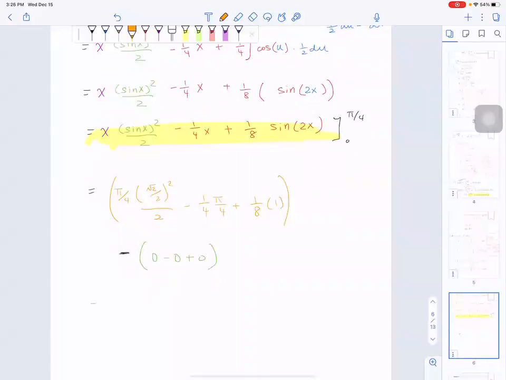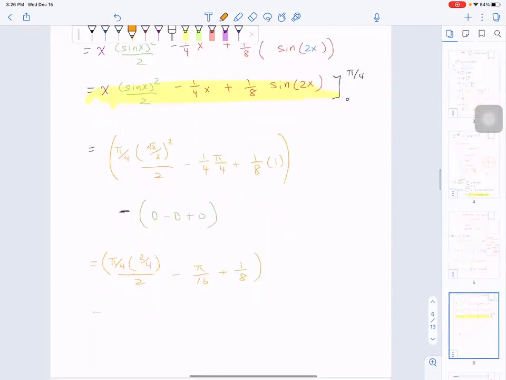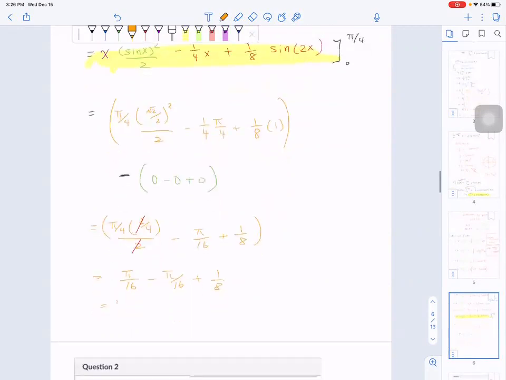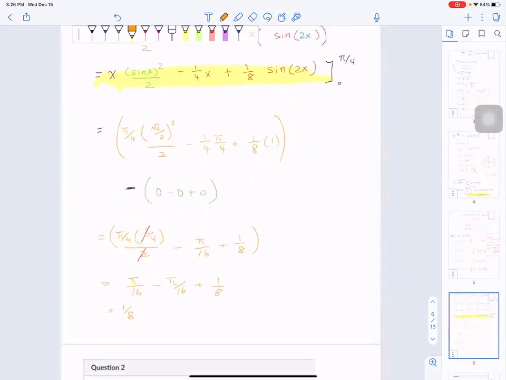And this simplifies to pi over 4 times square root 2 over 2 minus pi over 16 plus 1 over 8 minus 0, which equals, these cancel out and you get pi over 16 minus pi over 16 plus 1/8. So you get 1/8. That's our highlighted integral evaluated at the bounds.